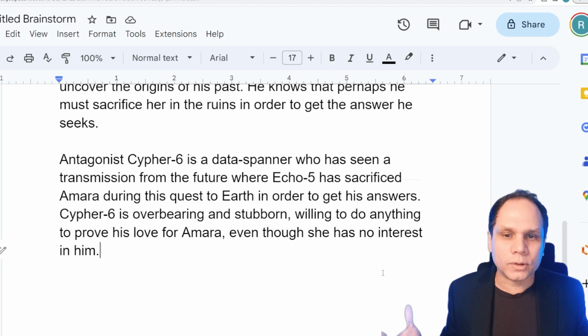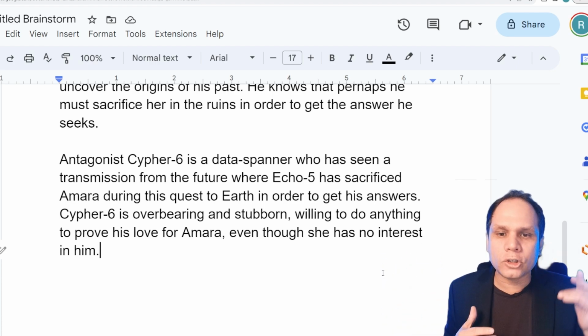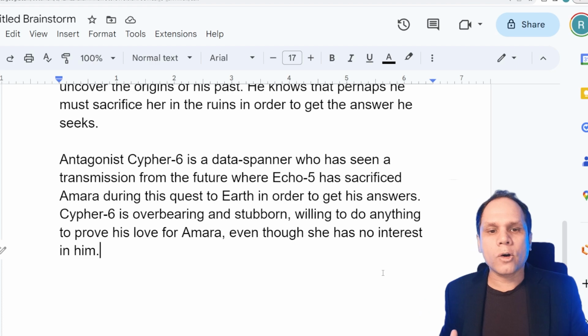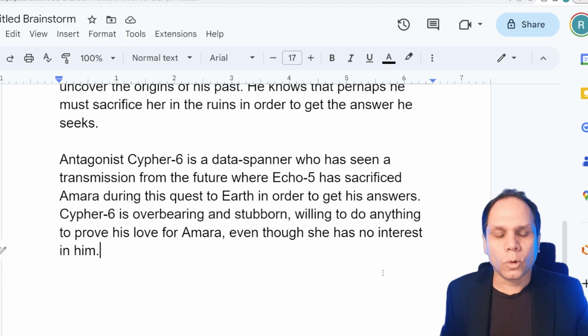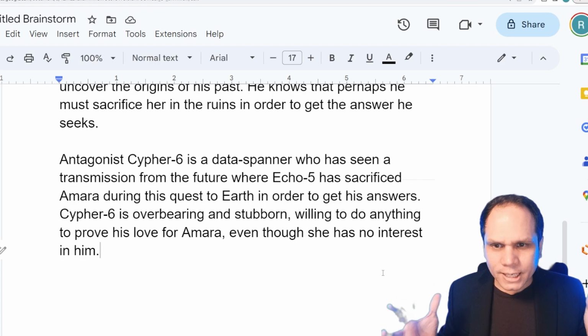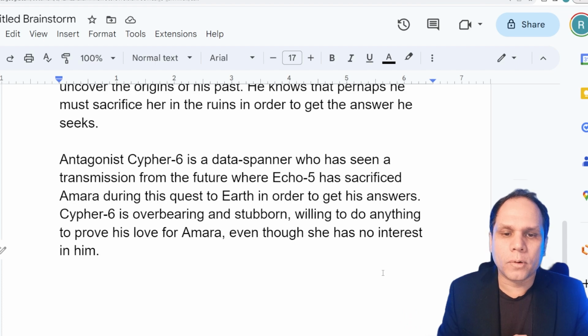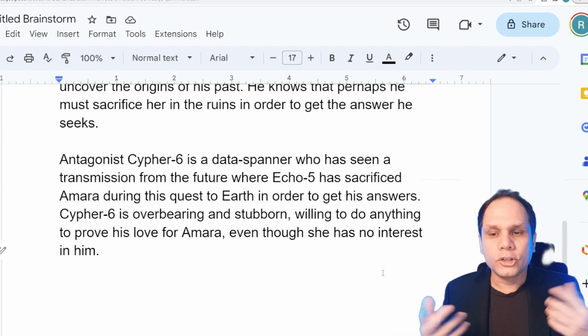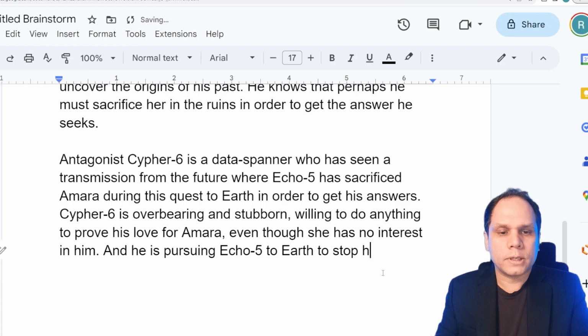So that's what I've done for the antagonist. It's antagonist Cypher 6. He is a data spanner, something I've made up, who has seen a transmission from the future where Echo 5 has sacrificed Amara during this quest to Earth in order to get his answers. Cypher 6 is overbearing and stubborn, willing to do anything to prove his love for Amara, even though she has no interest in him. He is pursuing Echo 5 to Earth to stop him.